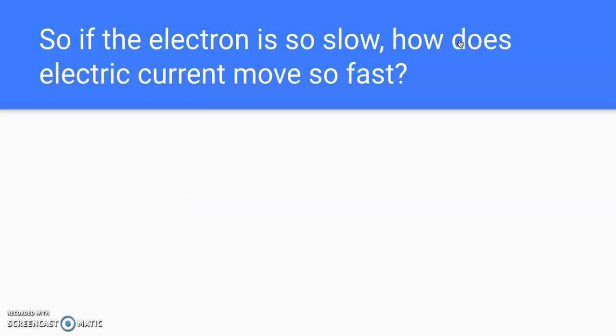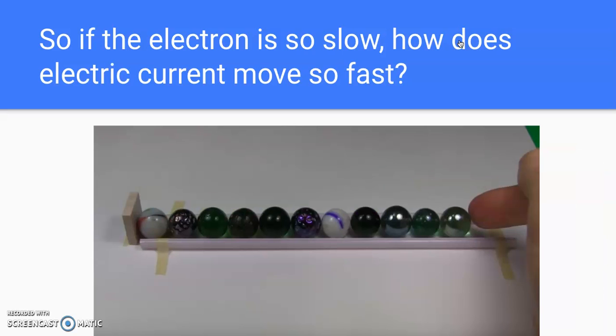So it begs the question, like I said before, if the electron is so slow, how does electric current move so fast? It's a really good question. Let's find out. Here we have an example of a line of marbles, with a wooden block at the end, and someone with their finger on the right is pushing one marble into the next marble, which hits the next marble, until eventually we knock over the wooden plank at the very end.